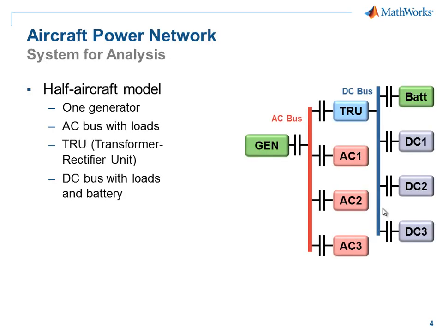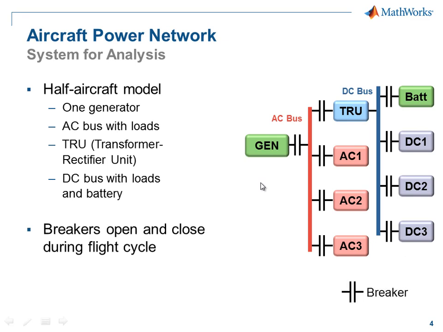Here is a schematic of the system that we're developing. It's a half-aircraft model that includes a generator, an AC bus with different AC loads, a transformer rectifier unit, a DC bus with different DC loads, and a battery. Breakers connect each of the components to the network. As they open and close during a flight cycle, conditions in the network will vary. We want to analyze this half network under these varying conditions.